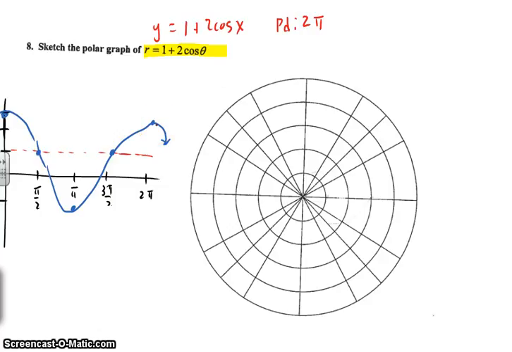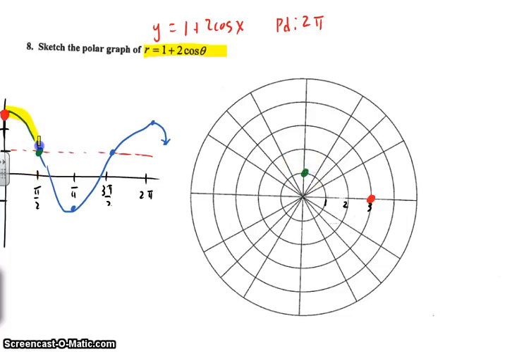Okay, so now if I'm going to take this and translate it into a polar graph, first thing I want to do is make a scale, and I'll just make it straight up. The first point I'm going to plot is an angle of 0 and a distance of 3. So that's going to be right here. That red point here corresponds to this red point here. Now, this point, pi over 2, 1. Well, that's going to be right there.